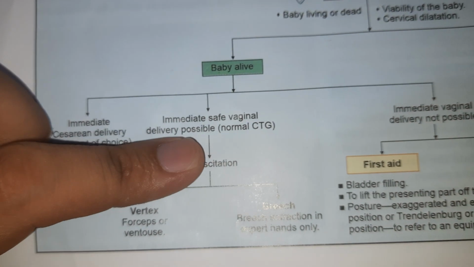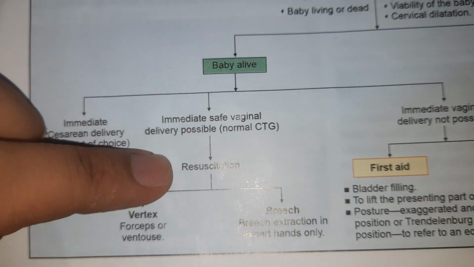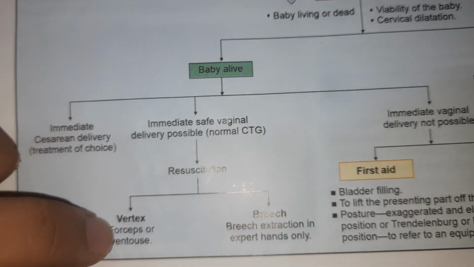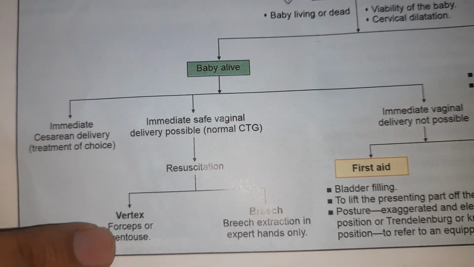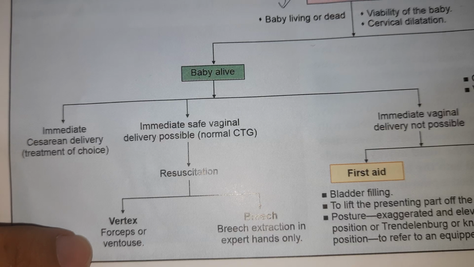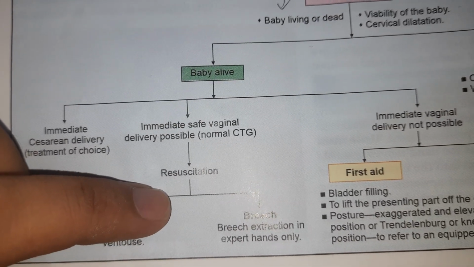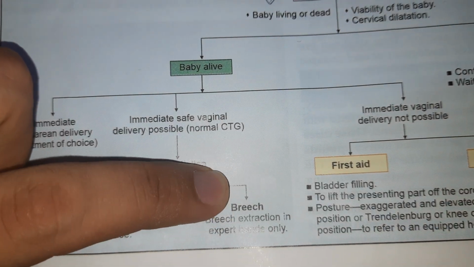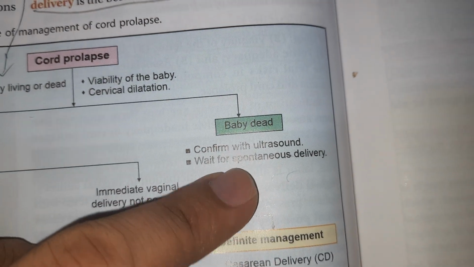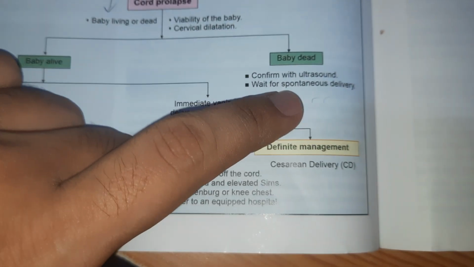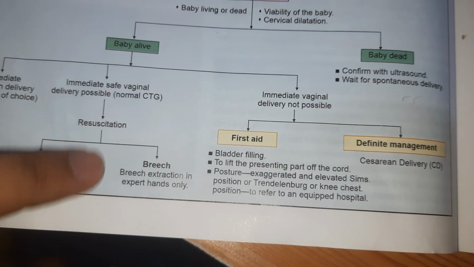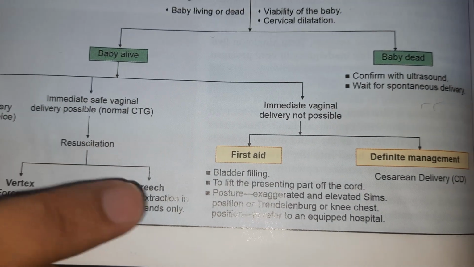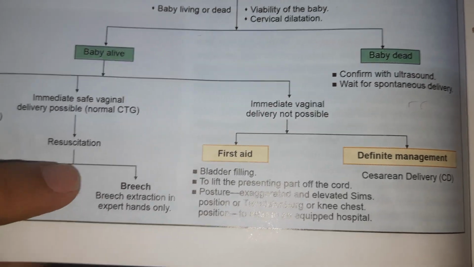Immediate safe vaginal delivery is possible if the head is engaged. Delivery is to be completed by forceps, and ventouse may not be ideal in such circumstances, as it takes a longer time. Vaginal delivery is allowed when the fetus is pre-viable or dead. If the baby is dead, confirm with ultrasound and wait for spontaneous delivery. In a live baby, we can do vaginal delivery if everything is safe and the head is engaged, and breech extraction in expert hands only.